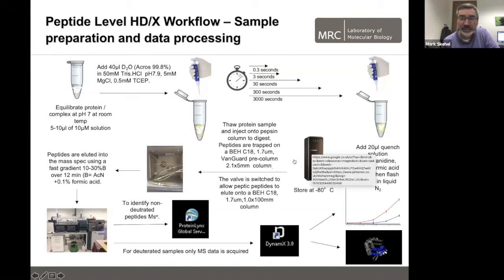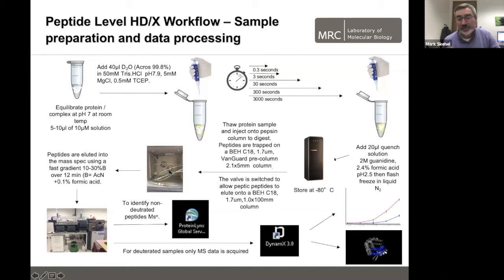and we crash freeze it in liquid nitrogen and store it at minus 80. Now the thing that's made this much more amenable, rather than doing things in ice buckets as we were doing, as well as John Burke and Oscar Vadas were doing when we arrived here back in 2012, is this system here. This is the Synapt, this is the mass spectrometer. On the left-hand side, you've got the LC, these are the pumps. And this is the HDX manager, which is this bit here.